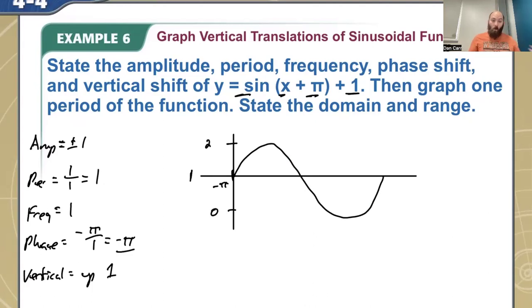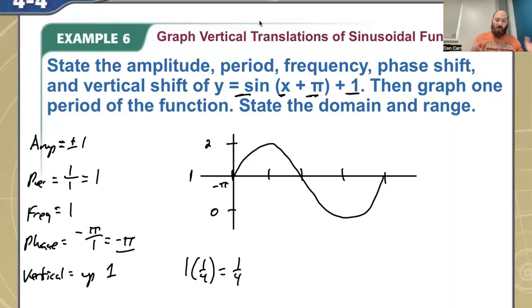So since my period is 1, I'm going to take that 1 and split it up into 4 sections here. Remember, it's going to go from here to here. So I'm just going to take 1 and multiply that by 1/4. So I get 1/4 every time. So that means I've got negative pi for my initial shifting, and then everything else is going to add 1/4.